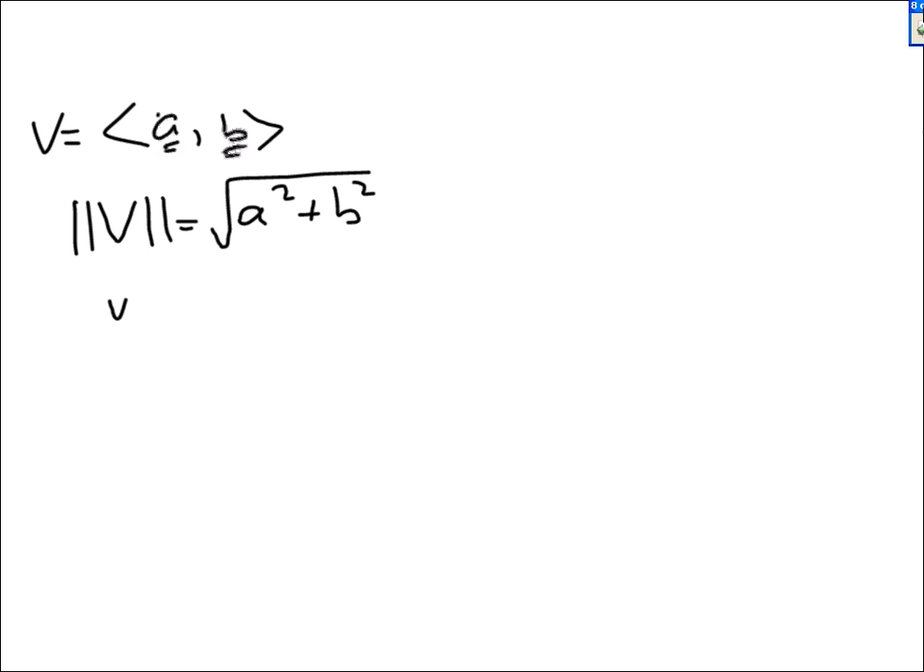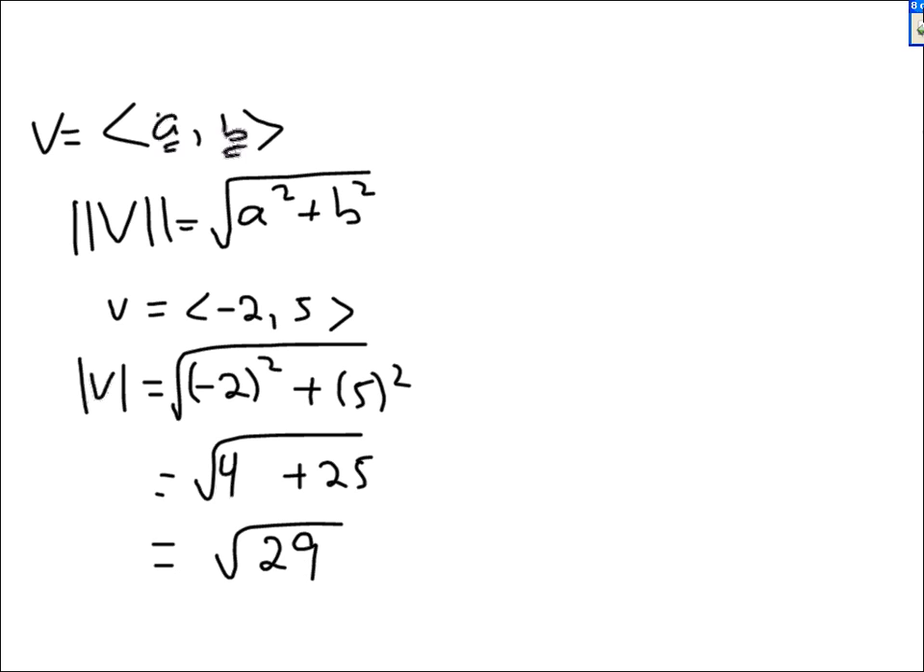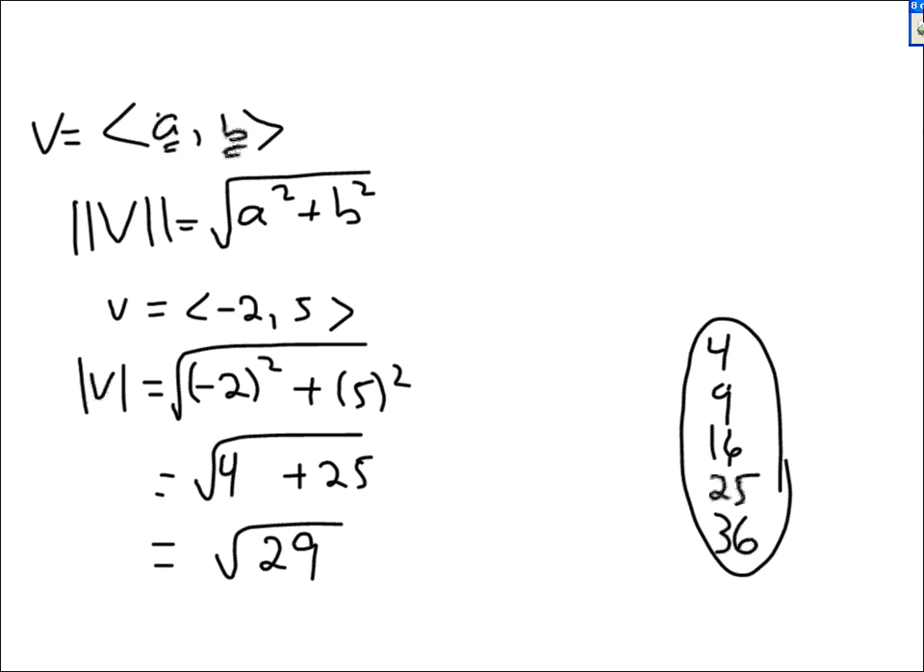Magnitude means length. So, if V happens to be negative 2, 5, the length, of course, will be the square root of 29. Because the length of V will be negative 2 squared, which is 4, plus 5 squared, which is 25, square root. And 4 plus 25 happens to be 29. I don't know the square root of any number other than 1 that goes into 29. I know the square root of 2 squared, and 3 squared, and 4 squared, and 5 squared, and 6 squared. None of these numbers go into 29 evenly. So I can't break down the square root of 29. That is the length of the vector V. Okay, you square the first component, you square the second component, you add them up, take square root. And like magic, you have their lengths.